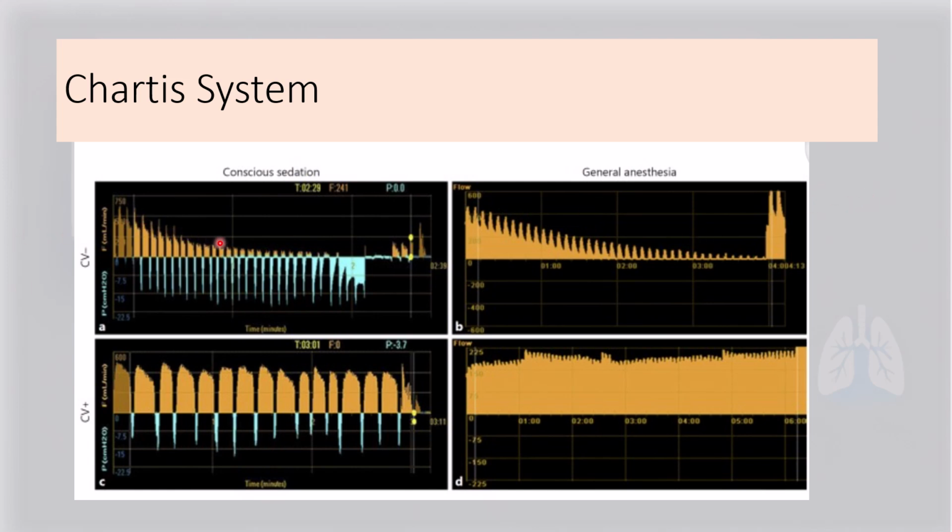Here you can see the flow is coming to zero gradually and pressure is getting built up gradually. So here is the place where there is no collateral ventilation and it is an ideal case of putting a valve. But in this case, the flow never reaches zero and there is no building up of pressure also. So collateral ventilation is present. It will be a treatment failure if you put a valve here. And in general anesthesia, you basically check for flow.